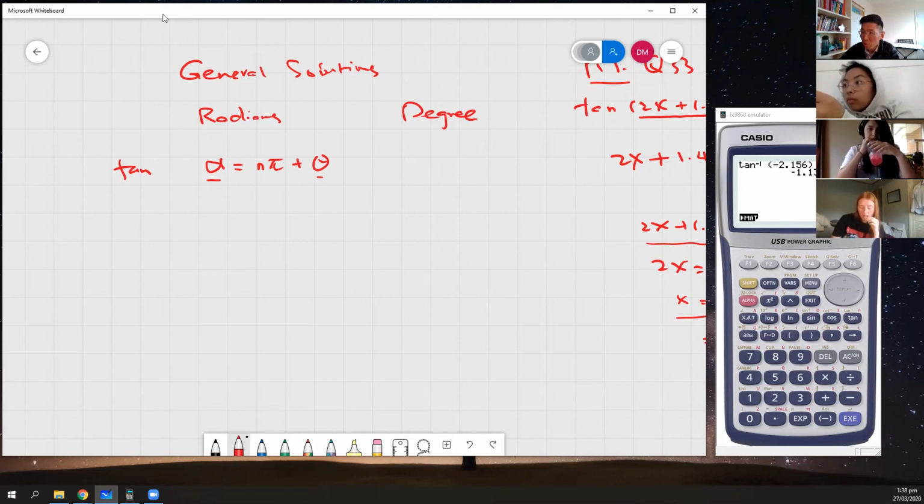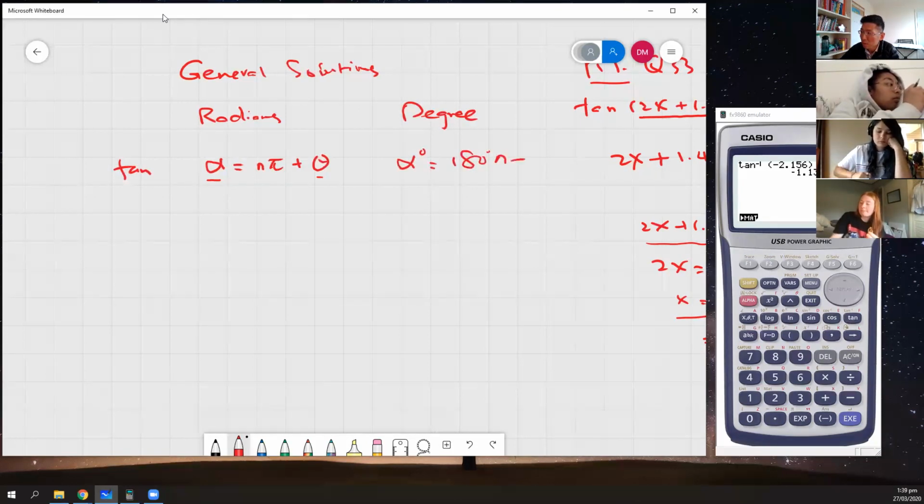So if you add any periods or minus any periods, it tends to be a general solution, right? So hence, n pi is over there. You can also turn it into degrees. So alpha in terms of degrees will be equal to 180 n, since pi is equivalent to 180, plus whatever theta is in terms of degrees. Okay.